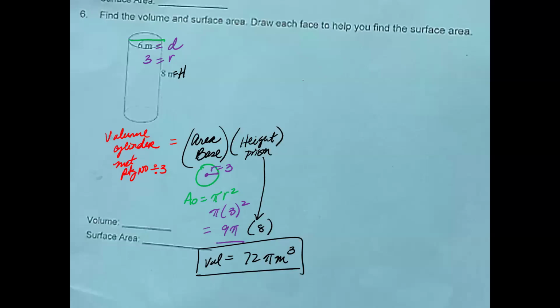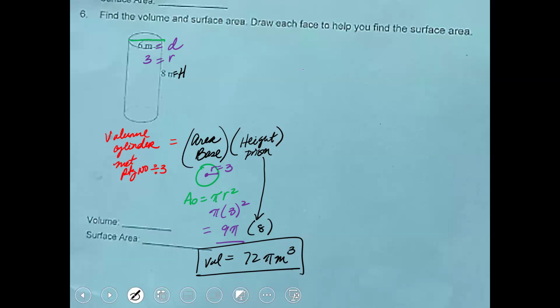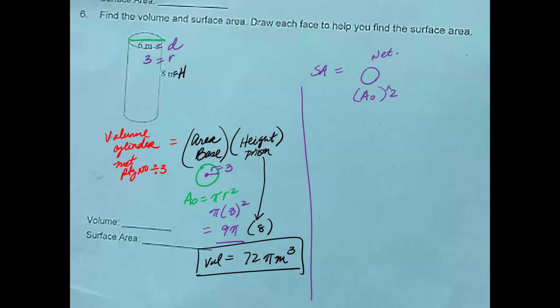Okay, so next we are going to find the surface area of this cylinder. Remember, surface area is going to be the net, right? So looking at the pieces, which piece do you have? Give me the first piece if you were to unroll everything out. Yeah, you have two circles, right? So area of a circle, but then you have to times it by 2, right?